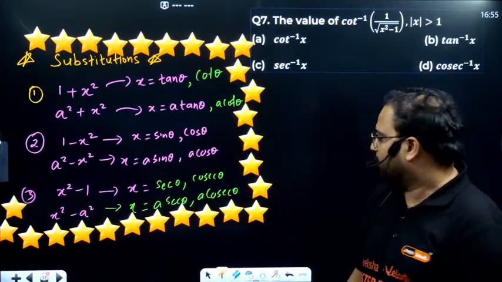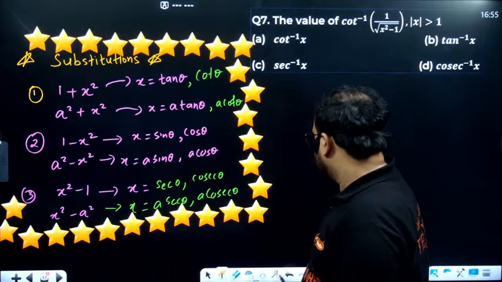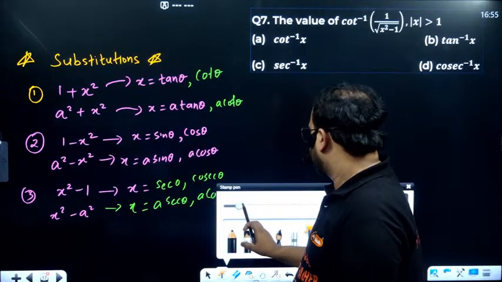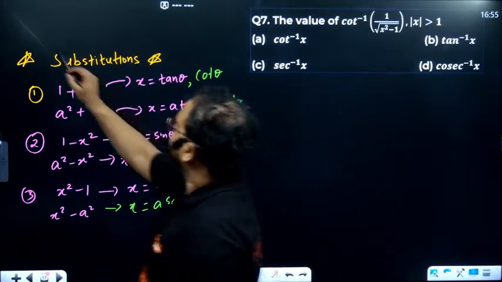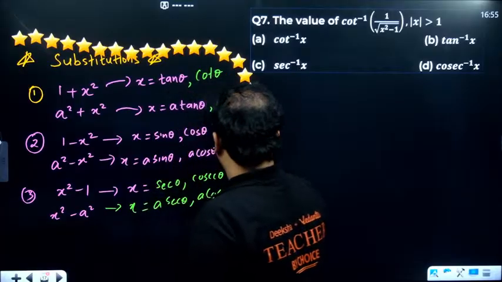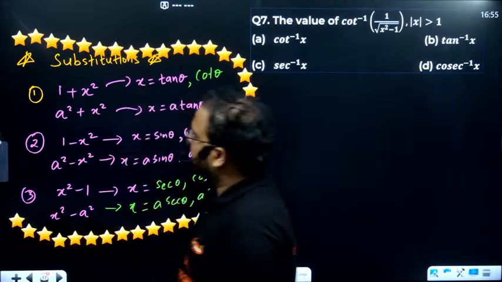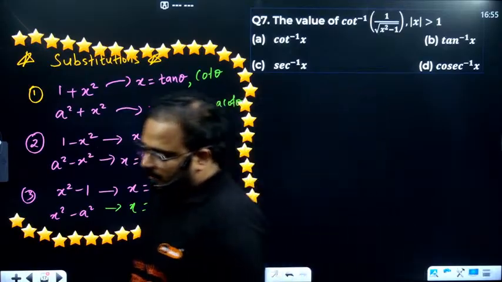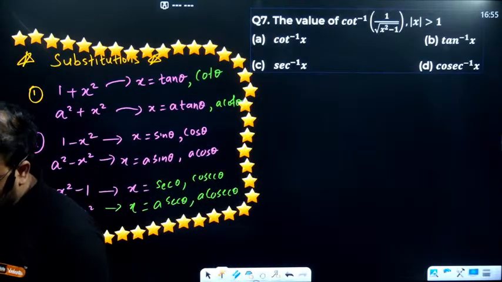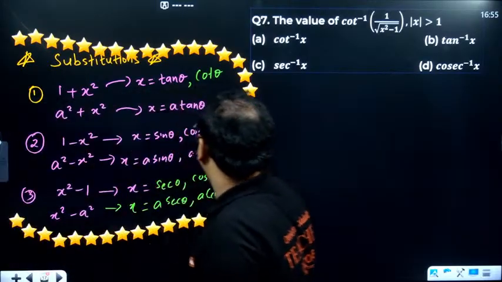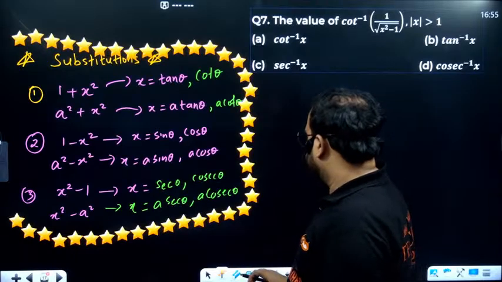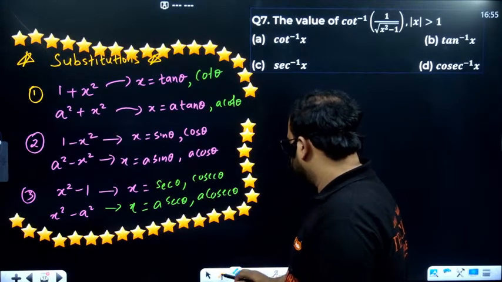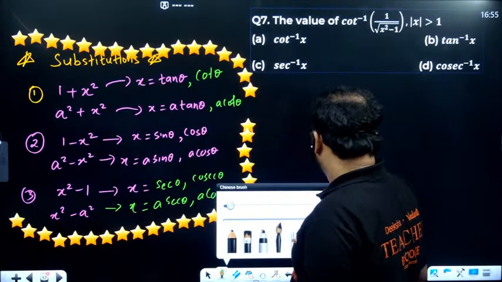Not difficult at all. Okay, looks a little bigger, right? So I'll do one thing. Let's make this small. Okay. So remember this. Clear? Anybody has any doubt in substitutions? So I hope you can visualize the question now. Text should be visible, right?